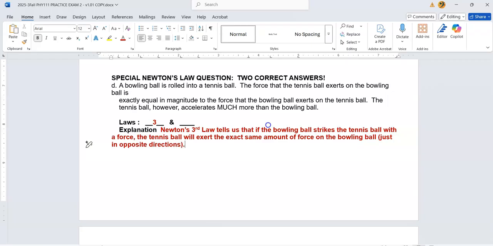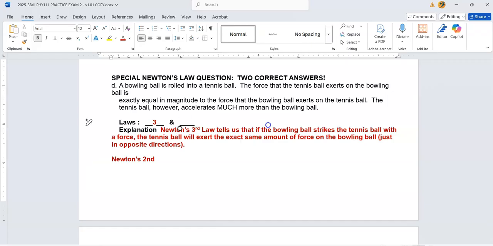Now, if we look at the rest of the question, it says the tennis ball, however, accelerates much more than the bowling ball. But we just said that they have the same force on each one. The force on the tennis ball is the same as the force on the bowling ball. Why is the tennis ball accelerating more? Well, it's accelerating more because it has less mass to accelerate. The same amount of force on a smaller mass, that's Newton's second law.